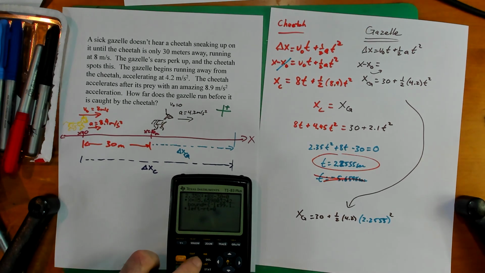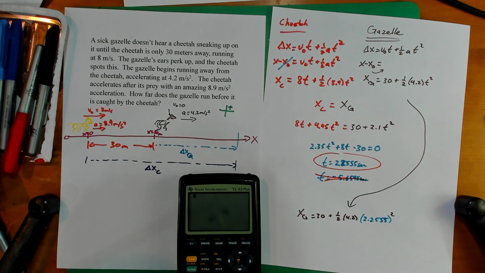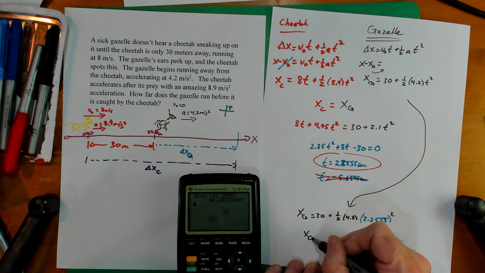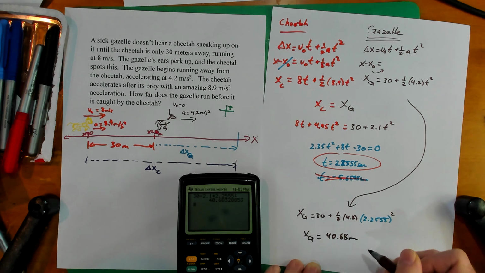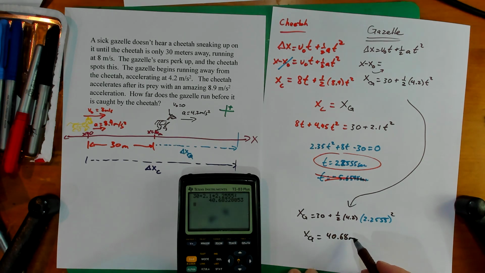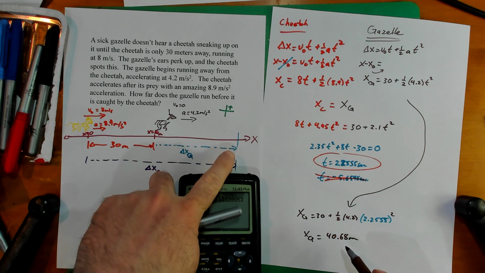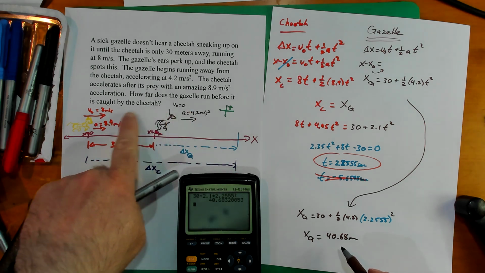Let's see here. It's going to tell me, 30 plus 2.1 times 2.2555 squared gives me a position of the gazelle of 40.68 meters. So that's where it was when it got caught. But I've got to be careful. They don't want to know the position where it got caught. They want to know how far it ran.